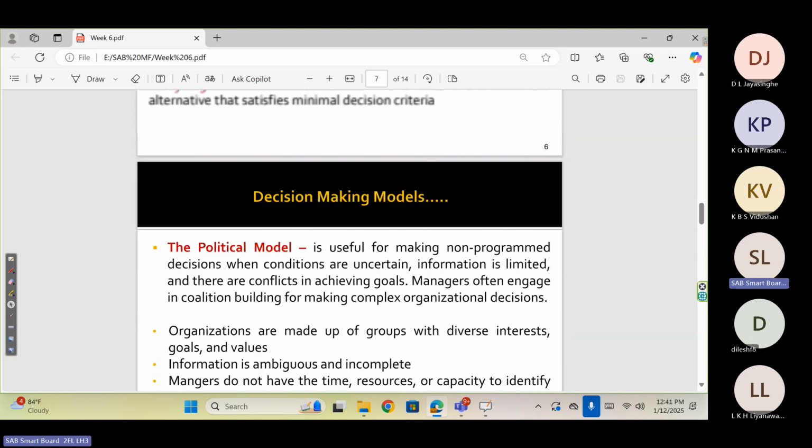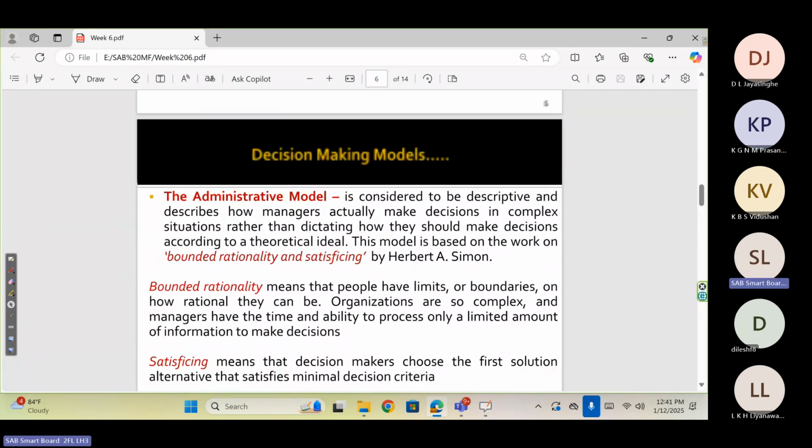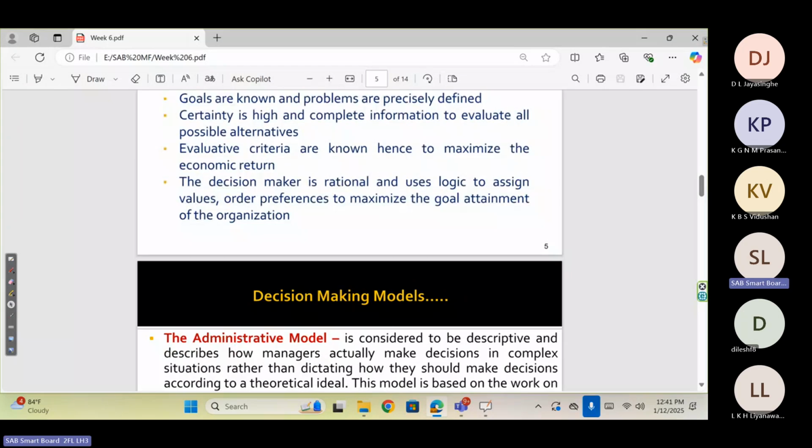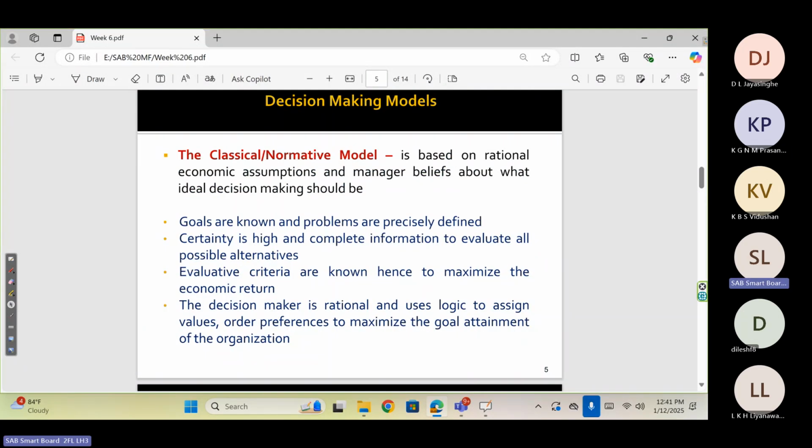There are three models. The first one is the rational model, or classical model, or normative model. The insights given in the classical normative model can mainly be applied to programmed decisions. But it is very difficult to apply these rational conditions in the non-programmed decision environment.